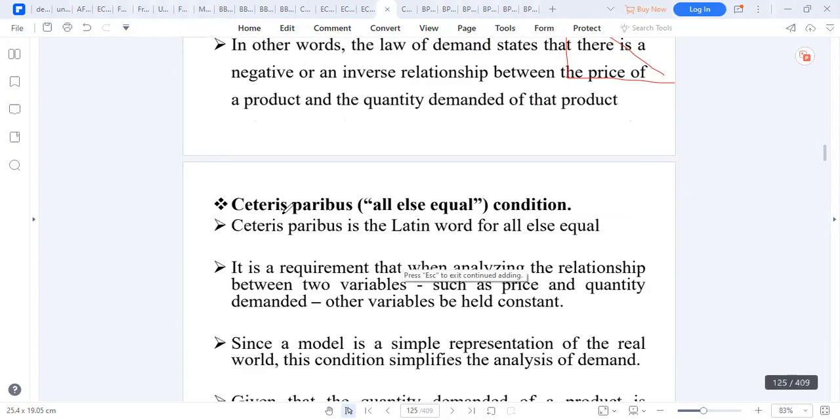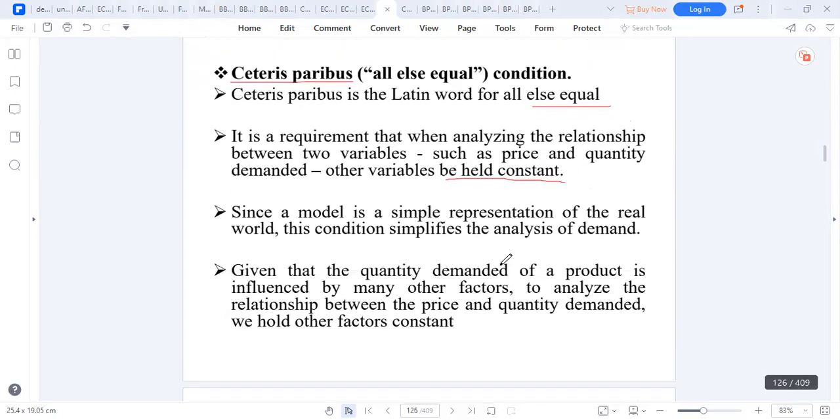Of course, holding all things equal. We use a term which says ceteris paribus. It's actually a Latin word which means all else equal. And so it is a requirement that when analyzing the relationship between price and quantity, we must assume that all other variables are constant.